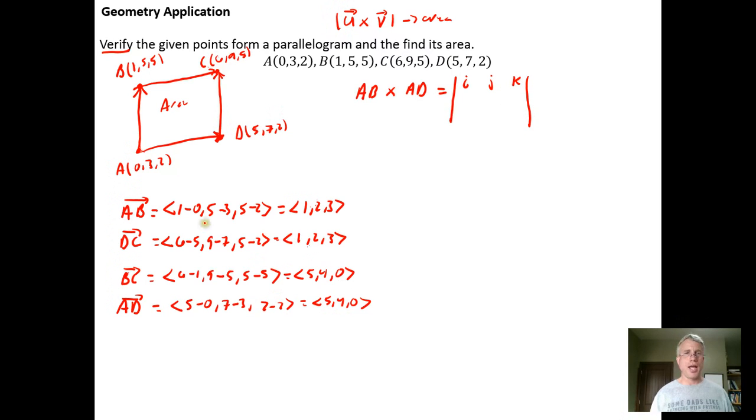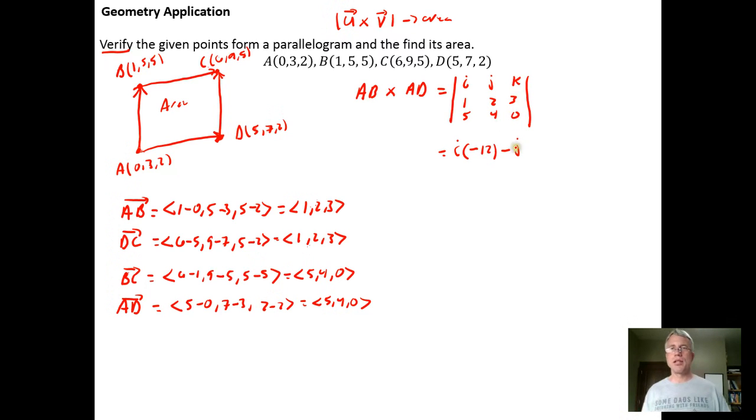I, J, K, and AB is the vector 1, 2, 3. AD is the vector 5, 4, 0. And then we just grind this out. It's going to be I times, we would cross row 1, column 1, and take the determinant of this 2 by 2. So it's going to be 2 times 0 is 0, minus 3 times 4 is 12. So we'd get a minus 12 sitting here.